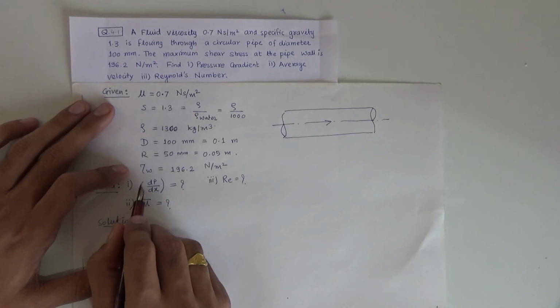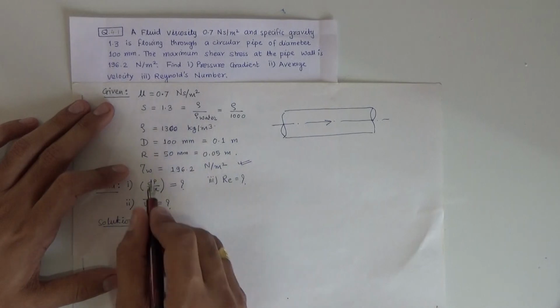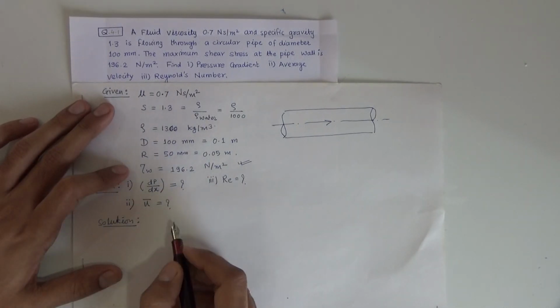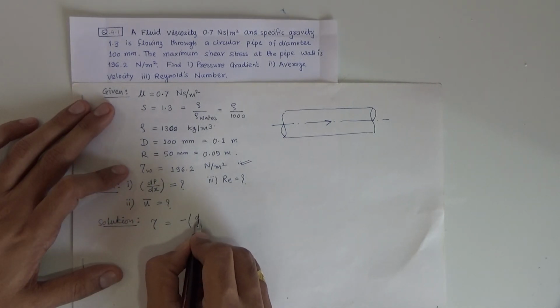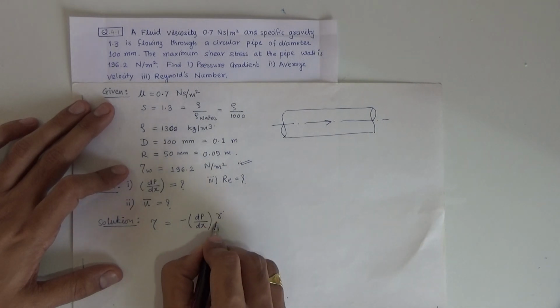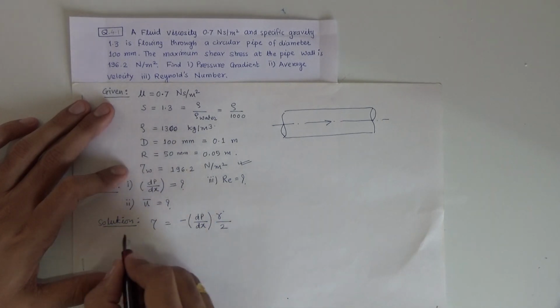So if you observe the given data, what is given? Tau, the wall shear stress, is given. In the wall shear stress formula, if you recall the formulation, you will find dp by dx. So I can write the shear stress distribution as minus dp by dx times r by 2, and this is the basic distribution formula.